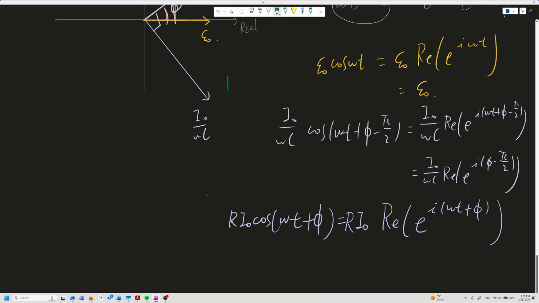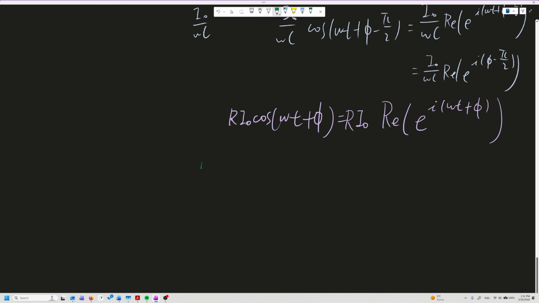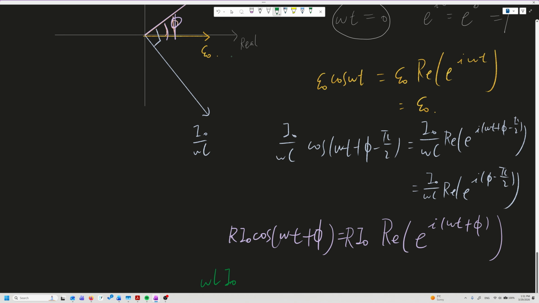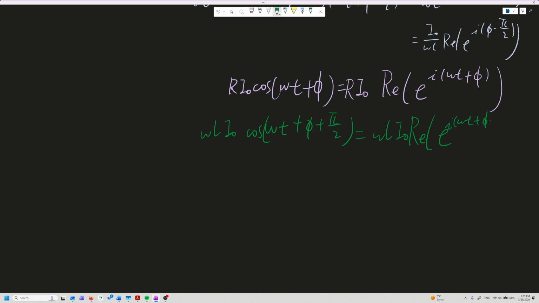And so omega L I0 cosine of omega t plus phi plus pi over 2 is just omega L I0 times the real part of the exponential e to the power of i omega t plus phi plus pi over 2. And again, omega t is 0 here, so it's just omega L times I0, the real part of e to the i phi plus pi over 2.